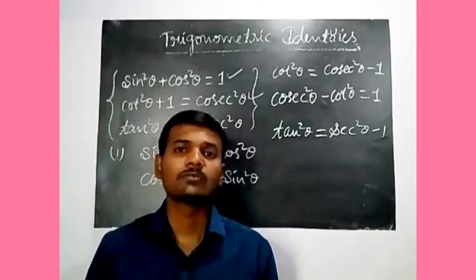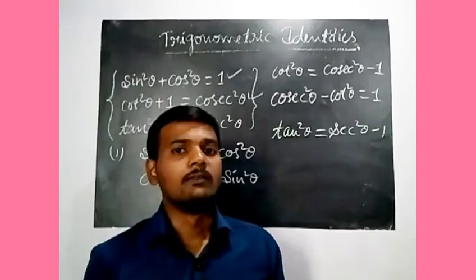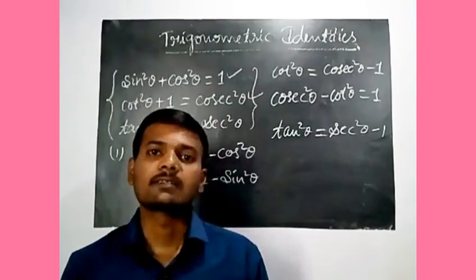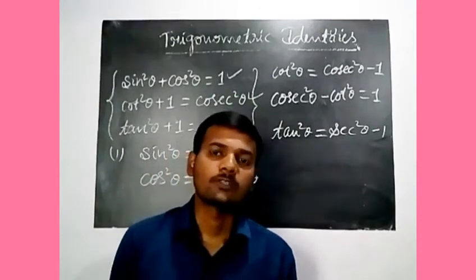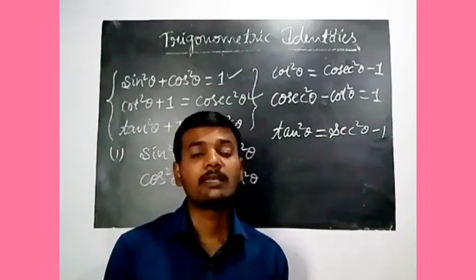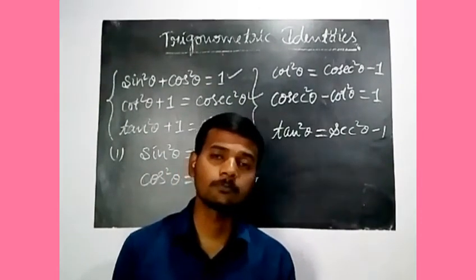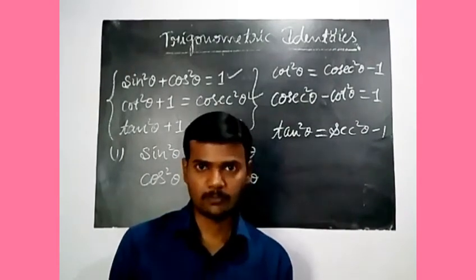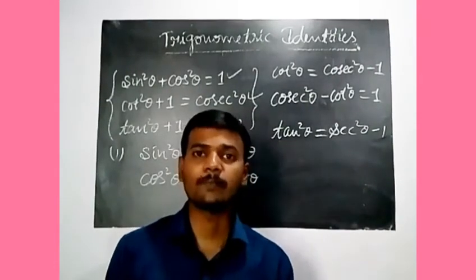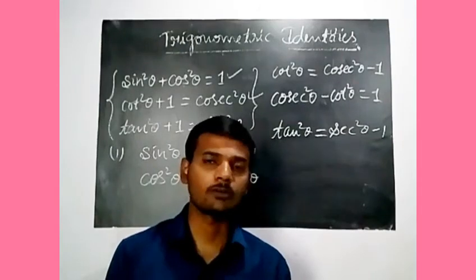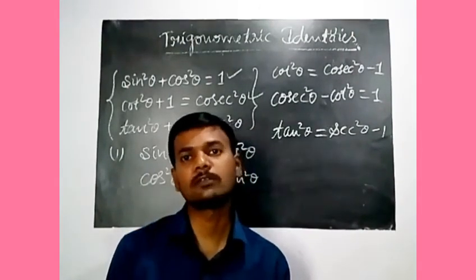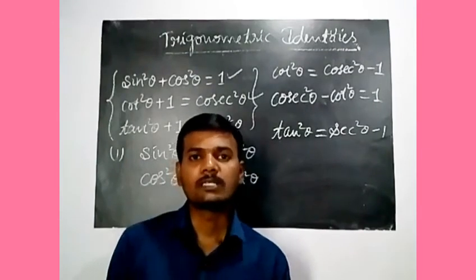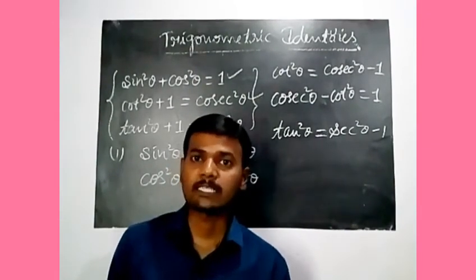Okay, so these fundamental identities: sin square theta plus cos square theta is equal to 1, 1 plus cot square theta is equal to cosecant square theta, and tan square theta plus 1 is equal to secant square theta. These are to be remembered to solve the problems. These are very important identities for solving the problems. Okay, so let me discuss the problems in the next video.